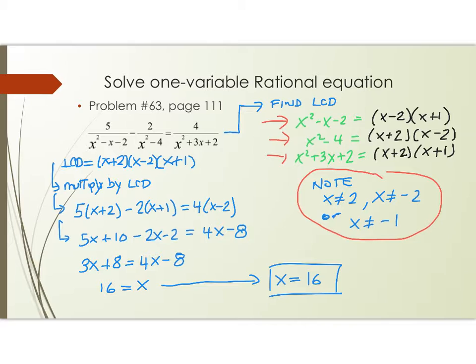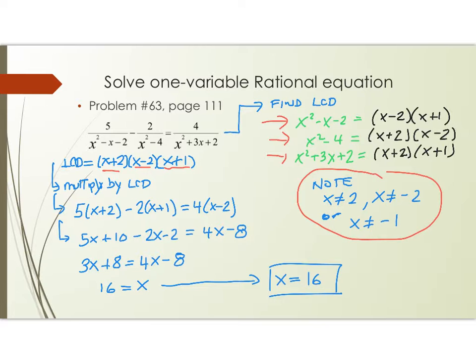Well, now we have to find the LCD. The LCD is the least number of factors that I need for multiplying through the equation. And to do that, we see that we have an x plus 2. So we get an x plus 2. We get an x minus 2. And we get an x plus 1. So our LCD is the multiplication of those factors.